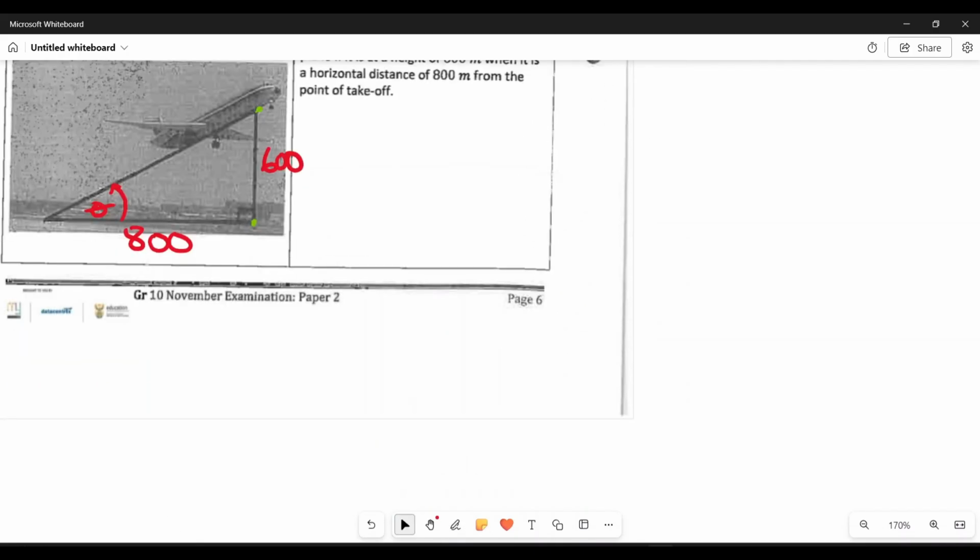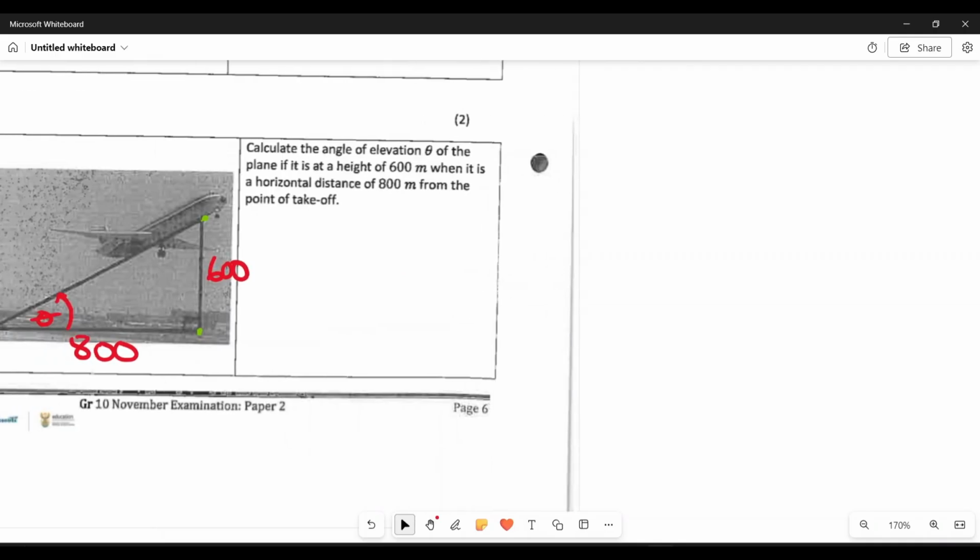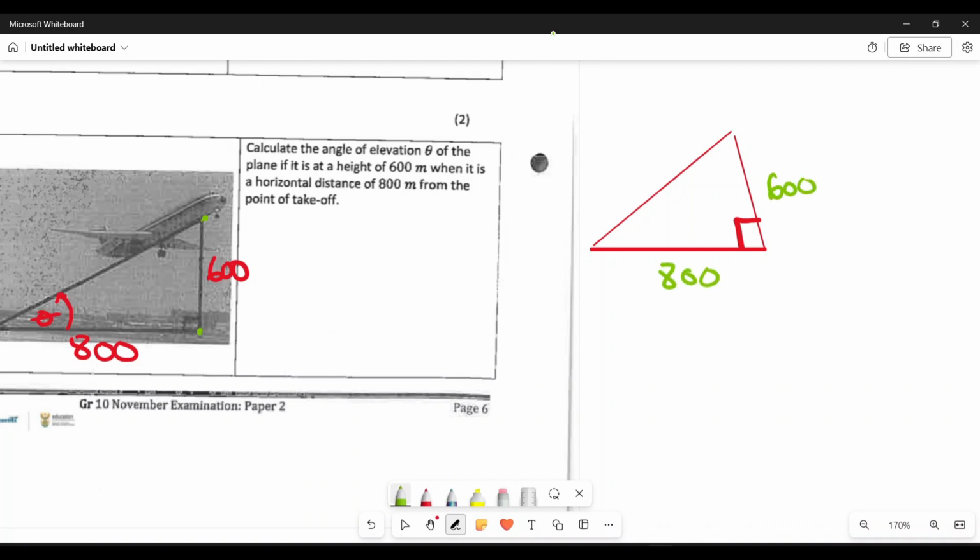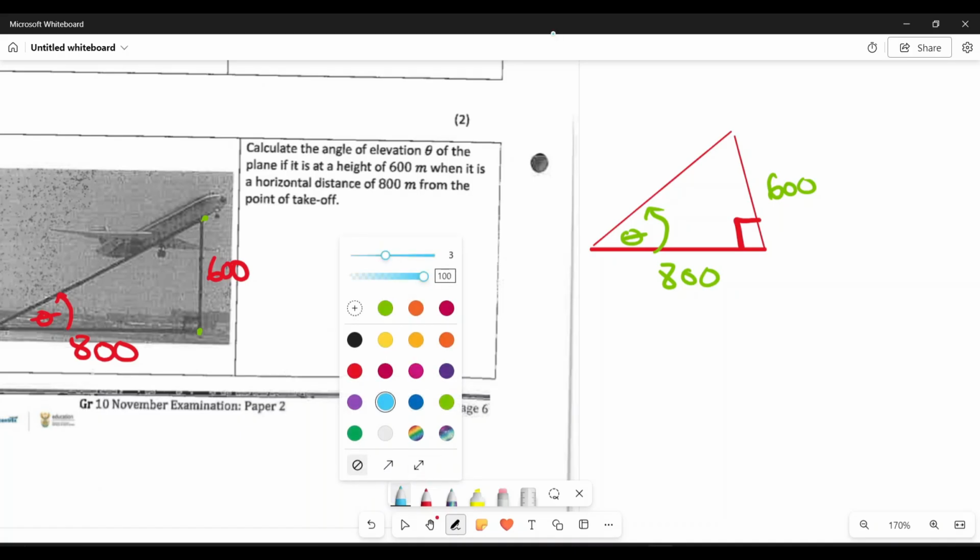Let me try and draw the right angle triangle right over here. This is 90, this is not up to scale, but I've tried. So this is 600 meters, this is 800 meters, the horizontal distance it covered. And then they're asking me to calculate this angle of elevation, which is your reference angle. Now, how can I go about doing that? Let me first identify the values that I have.